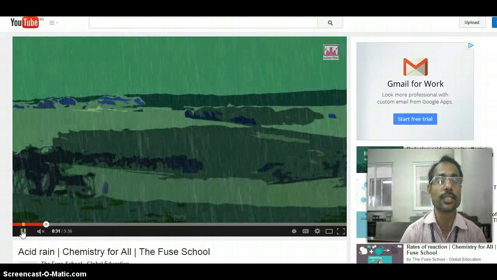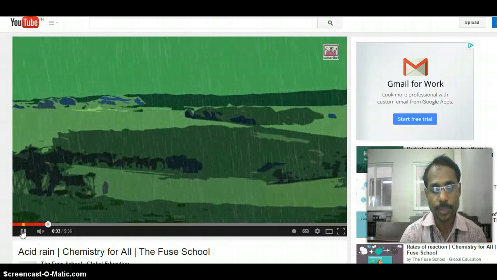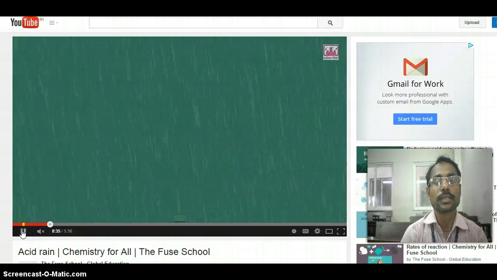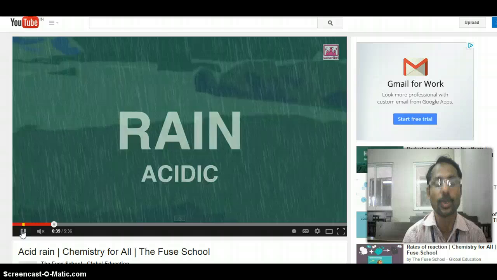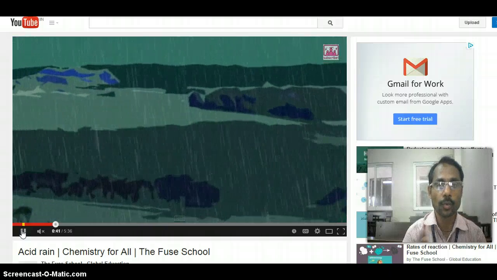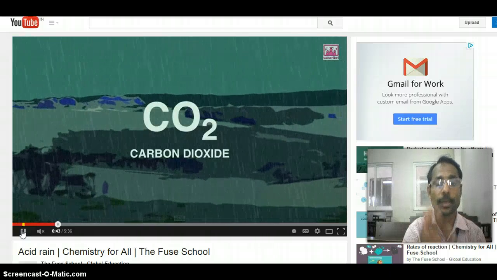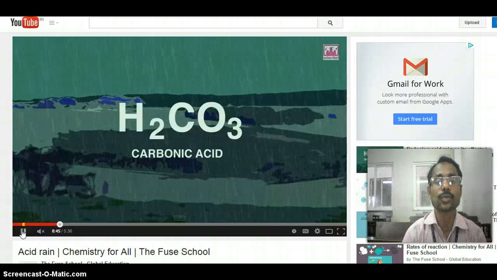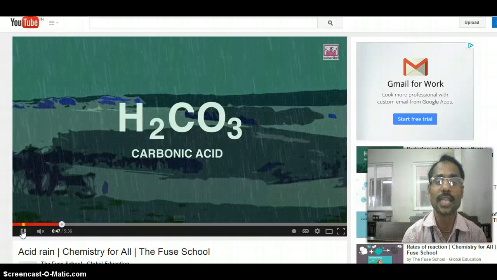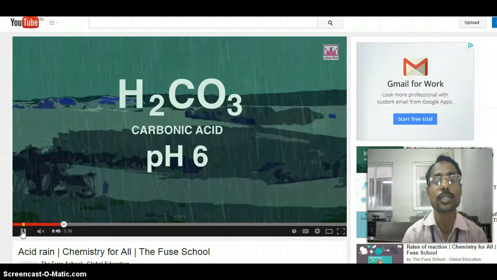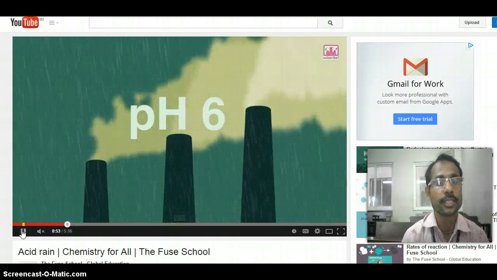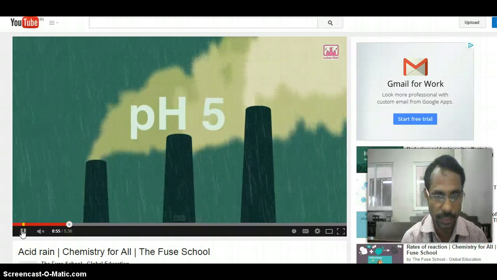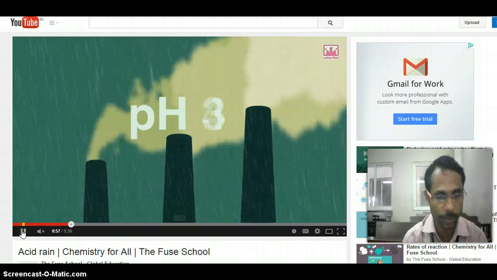Normally, the rainwater is slightly acidic because some amount of carbonic acid is present in it. When the rain occurs, the water combines with atmospheric carbon dioxide, giving rise to carbonic acid, which is slightly acidic and makes the water acidic. The pH of the rainwater is nearly 6. It is due to that low acidic substance, carbonic acid.